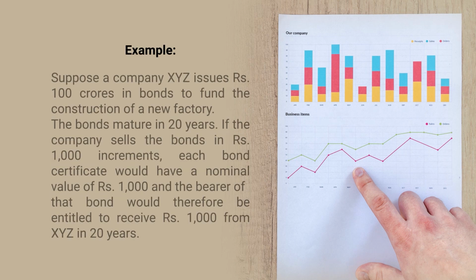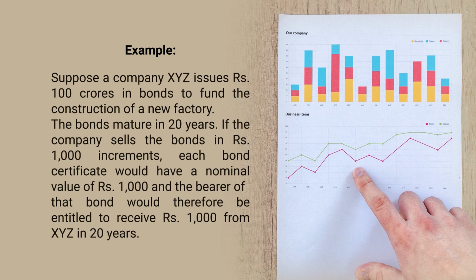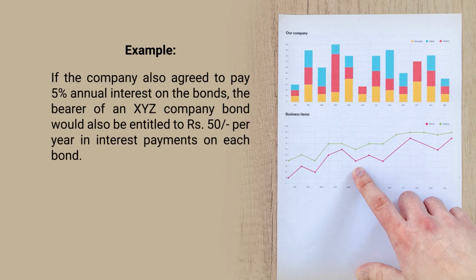Just to give you an example, suppose a company XYZ issues rupees 100 crores in bonds to fund the construction of a new factory. The bond matures in 20 years. If the company sells the bond in rupees 1000 increments, each bond certificate would have a nominal value of rupees 1000, and the bearer of that bond would therefore be entitled to receive rupees 1000 from XYZ in 20 years. So, if the company also agrees to pay 5% annual interest on the bonds, the bearer of the XYZ company bonds would be entitled to rupees 50 per year in interest payment on each bond.